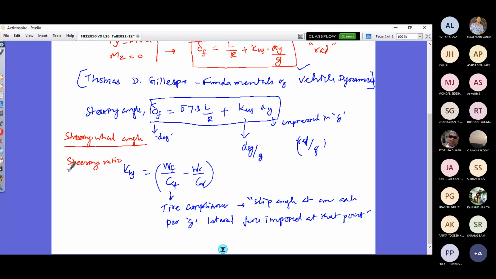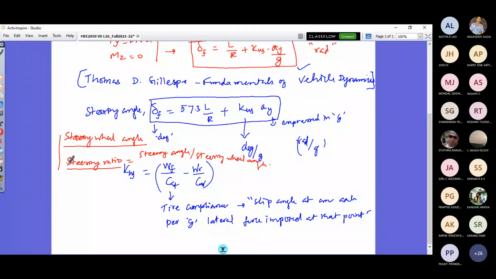Steering ratio is defined as steering angle by steering wheel angle. So if I have to get my steering angle, I have to multiply the steering ratio with the steering wheel angle. That's important. Why is this to be mentioned here?